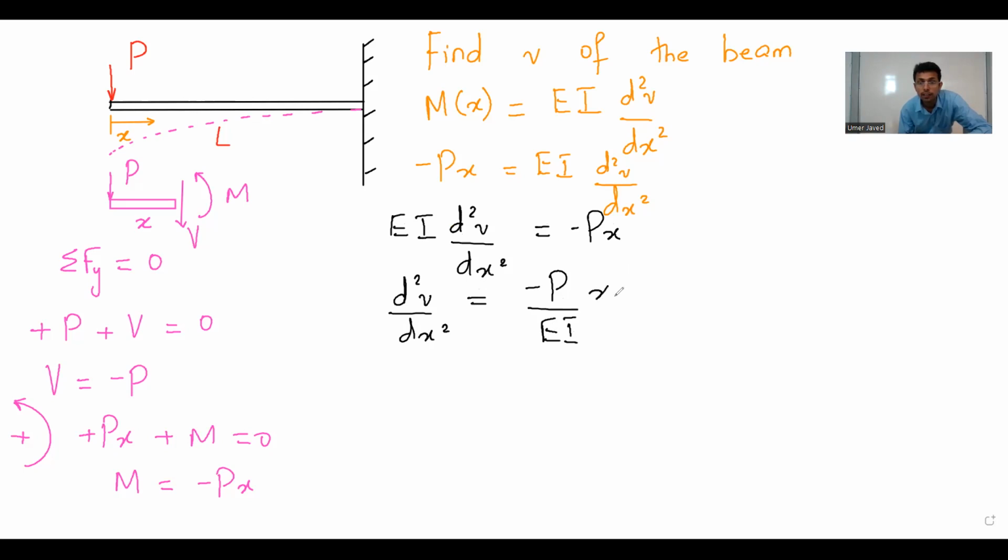Then we will have nice and beautiful x, and then I will have dv/dx is equal to negative P over EI times x² over 2. What is v, by the way? Anyone? What is v? V is the deflection of the beam, right? So I will also add an integration constant, right?